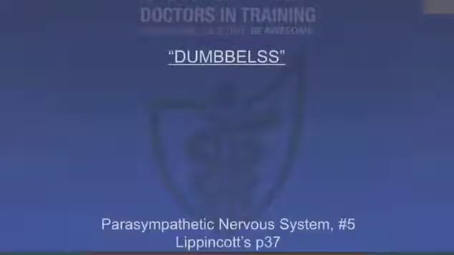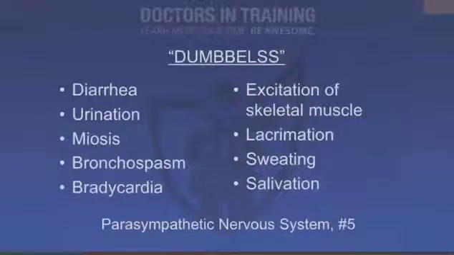So in the lecture on cholinergic agonists, we're going to see this mnemonic DUMBBELSS, dumbbells. And this is going to help you remember what the effects of cholinergic agonists are. For the most part, this list is the same as the parasympathetic effects. Dumbbell stands for diarrhea, urination, miosis, bronchospasm, bradycardia, excitation of skeletal muscle, lacrimation, sweating, and salivation.